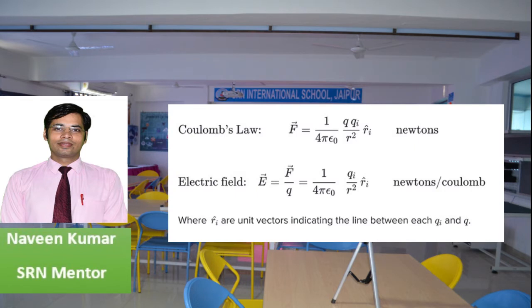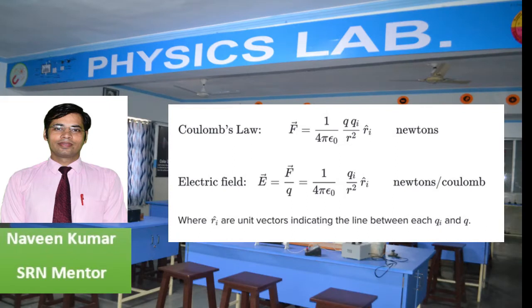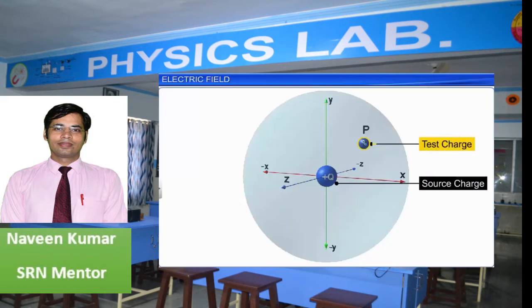So electric field E at a point P due to a charged object is defined as E equals F divided by q naught. Thus, the magnitude of electric field at point P is F by q naught and the direction of electric field is that of the force F that acts on the positive charge. The SI unit of electric field is Newton per coulomb.